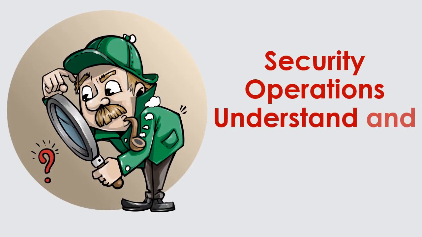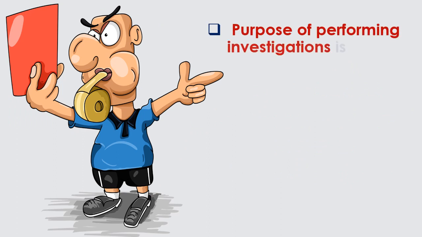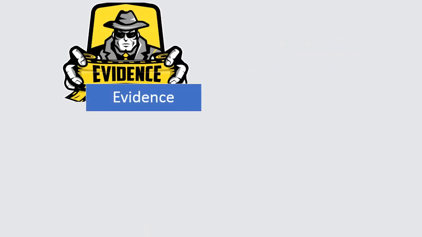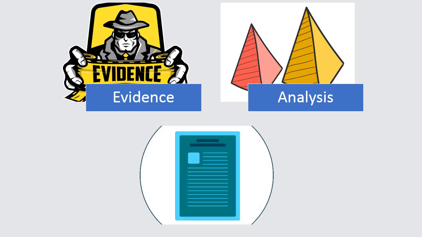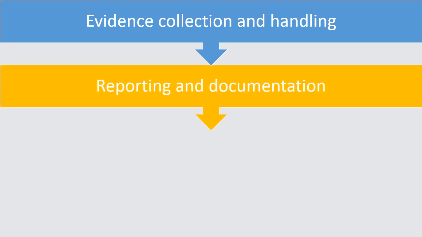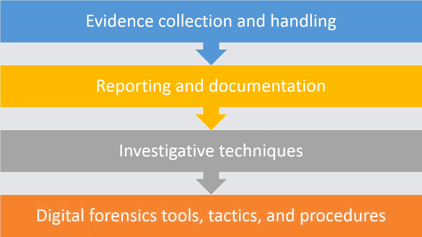Security operations understand and support investigations. The purpose of performing investigations is to gather facts so that an informed decision can be made. The output provided by an investigation is a collection of evidence, analysis, and documentation. Investigation process areas are: evidence collection and handling, reporting and documentation, investigative techniques, and digital forensics tools, tactics, and procedures.